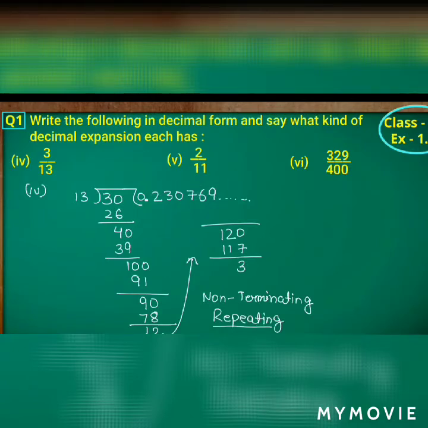And if you observe, we have to put the bar for what? Only for the repeated values, that is 230769. It is 0.230769 bar. We should not put the bar for the whole number, only for the 230769, since that is going to be repeated here.